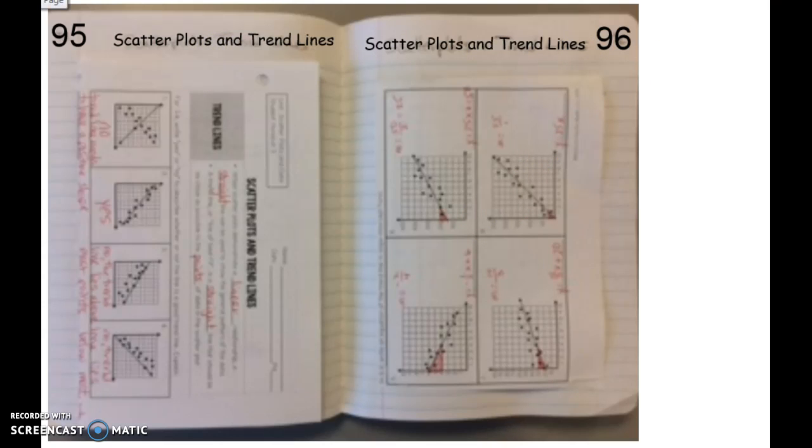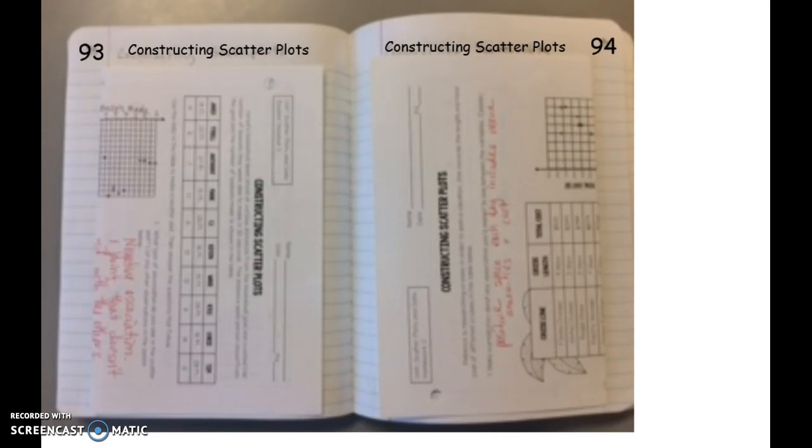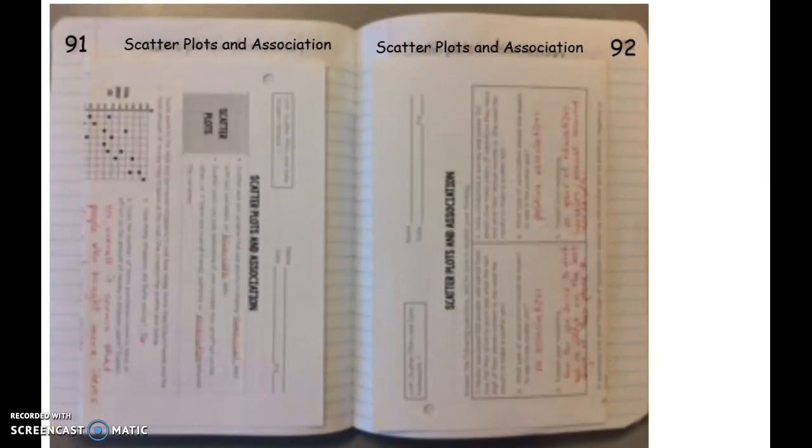Quick reminder, if you didn't tape in your notes from the previous 2 days' lessons on scatter plots, here's a picture of what page 93 and 94 should look like. We did this lesson on Tuesday, and it was all about constructing scatter plots. You had to take notes, and then you had to do some practice problems on it. And when we first started scatter plots, here is what your notebook should look like, page 91 and 92. This is when we first learned about scatter plots and association.